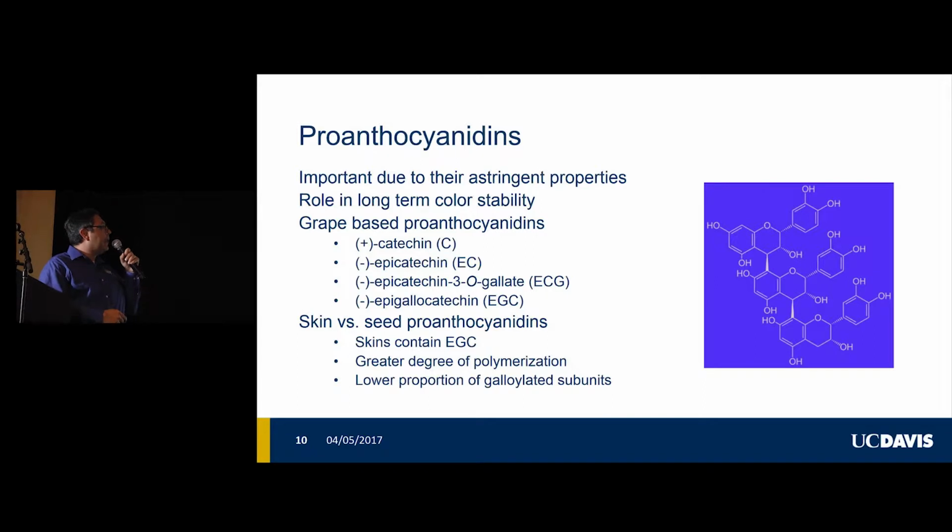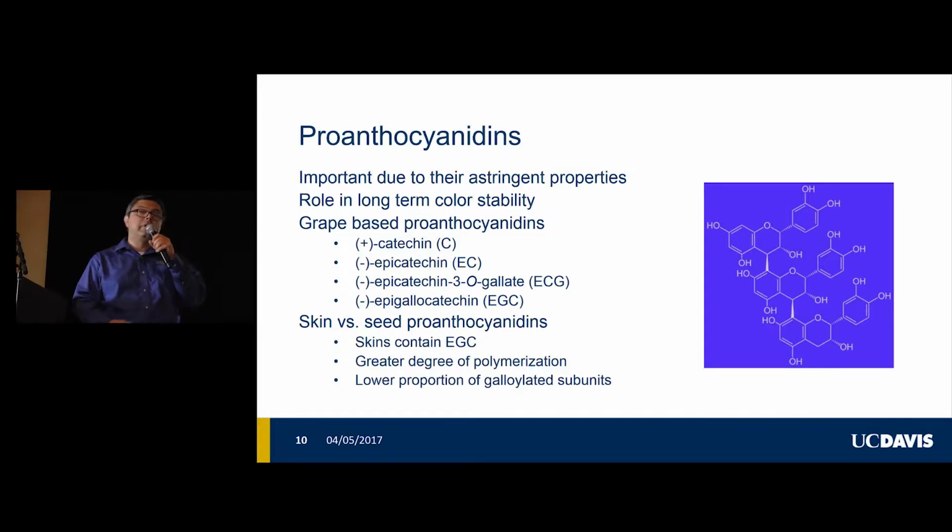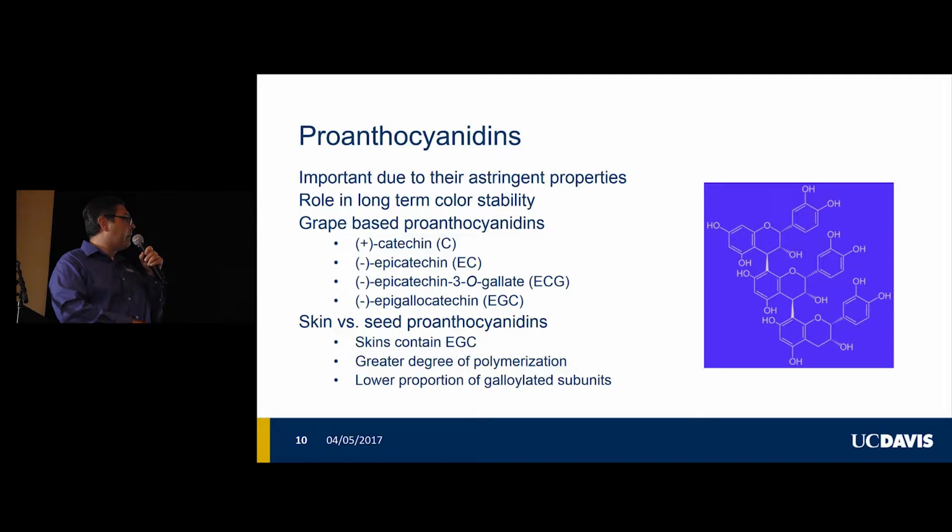Proanthocyanidins are important due to their astringent properties. They have a role in long-term color stability. The grape-based proanthocyanidin monomers are catechin, epicatechin, epicatechin 3-O-gallate, and epigallocatechin. There's a difference between seed versus skin proanthocyanidins. The skins contain epigallocatechin. They have a greater degree of polymerization and a lower proportion of galloylated subunits. You get most of the galloylated subunit proanthocyanidins from the seed, and how you form reversible reactions with the salivary proteins in your mouth as wine is swallowed or expectorated is mostly going to be modulated by EGC.